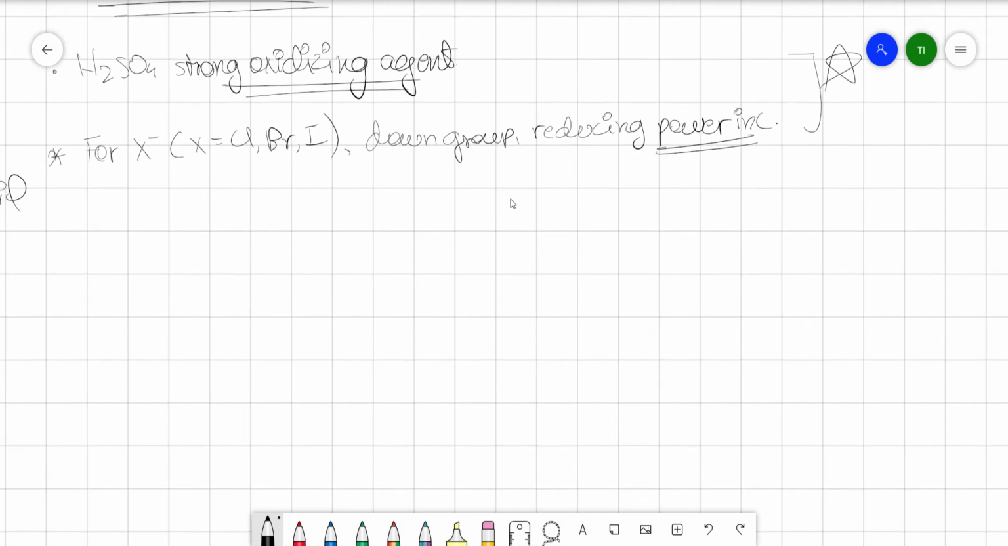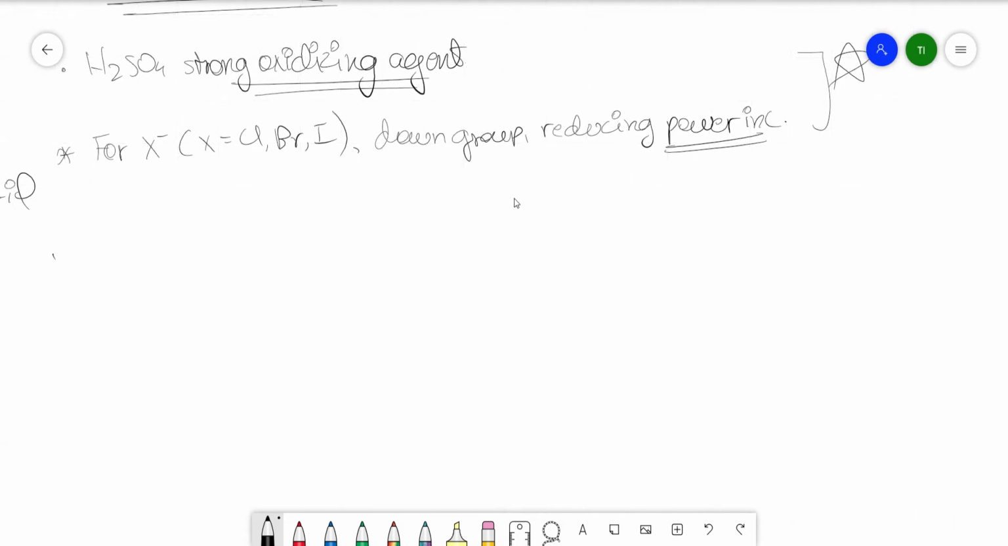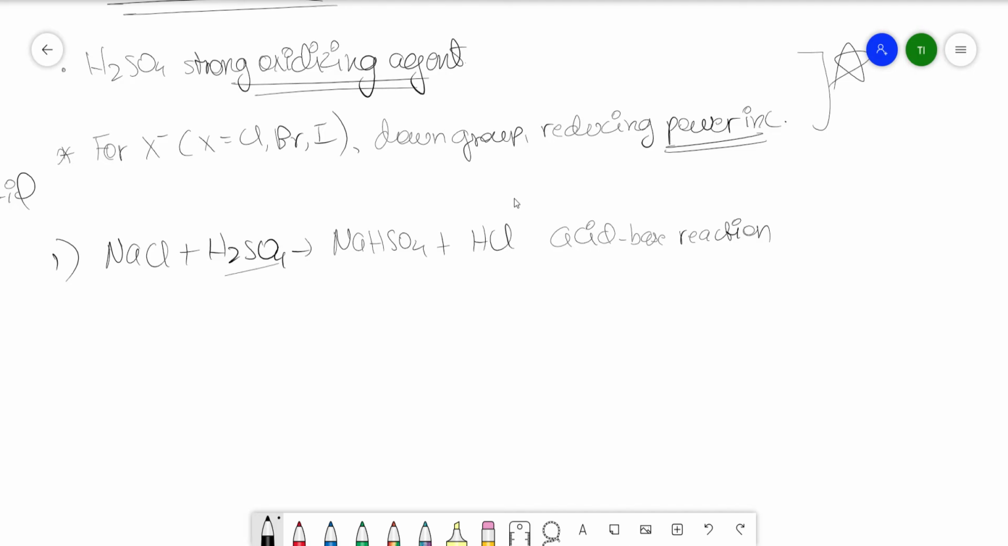So the first is the reaction between NaCl plus H2SO4. Okay, the first reaction would give NaHSO4 plus HCl. For those of you who are good at equilibria and acid base, you would notice that this type of reaction is an acid base reaction. The reason is because H2SO4 acts as an acid.